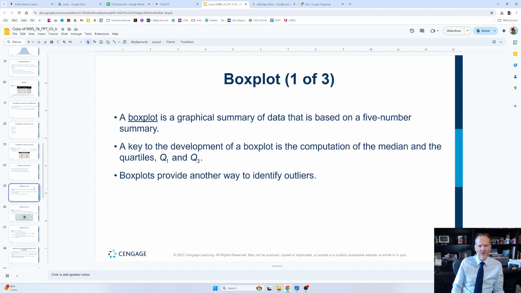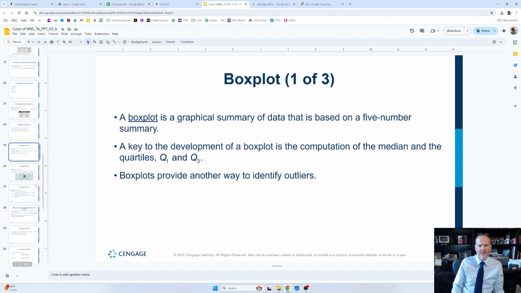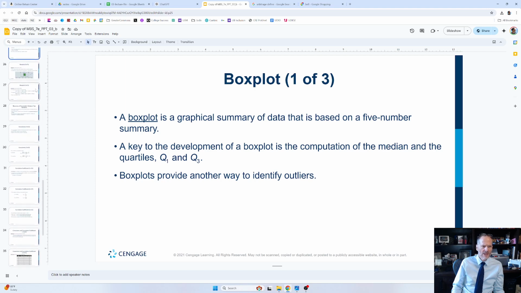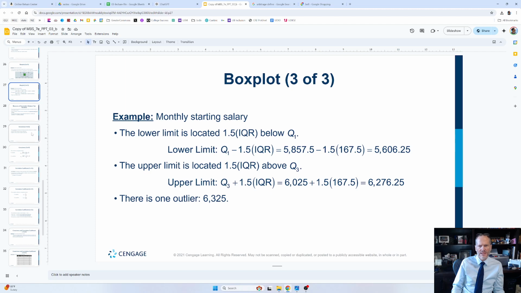And a box plot is a graphical summary of data that's based on the 5-number summary. A key to the development of the box plot is computation of the median and the quartiles. Box plots provide another way to identify outliers. So that's box plots. And here's a little calculation of the upper limit and the lower limit.